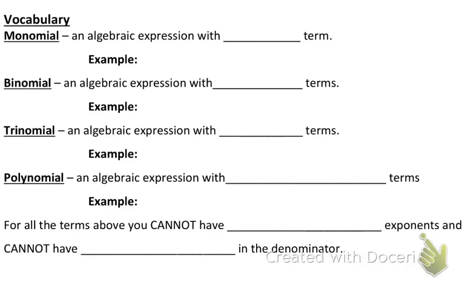A monomial is an algebraic expression with one term. Here's an example of a monomial. Now, even though this monomial has a lot of different parts, the 3, the x, the 4, this is actually only one term because all of these are combined using multiplication.